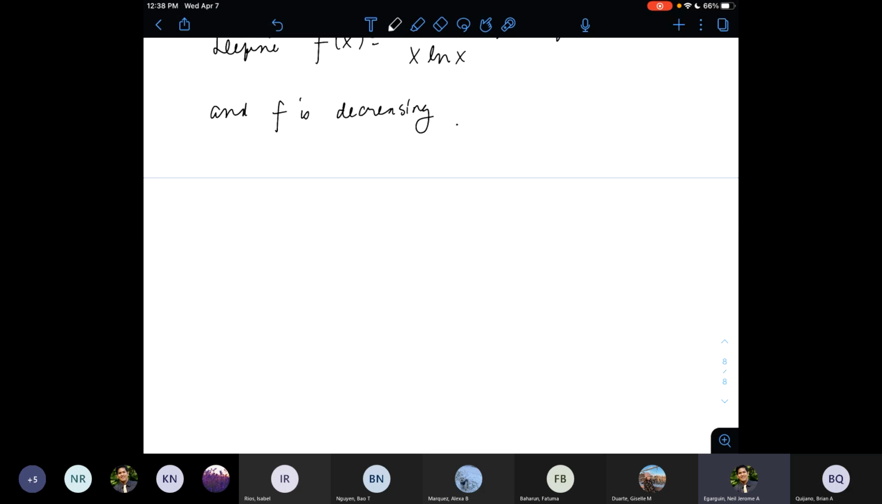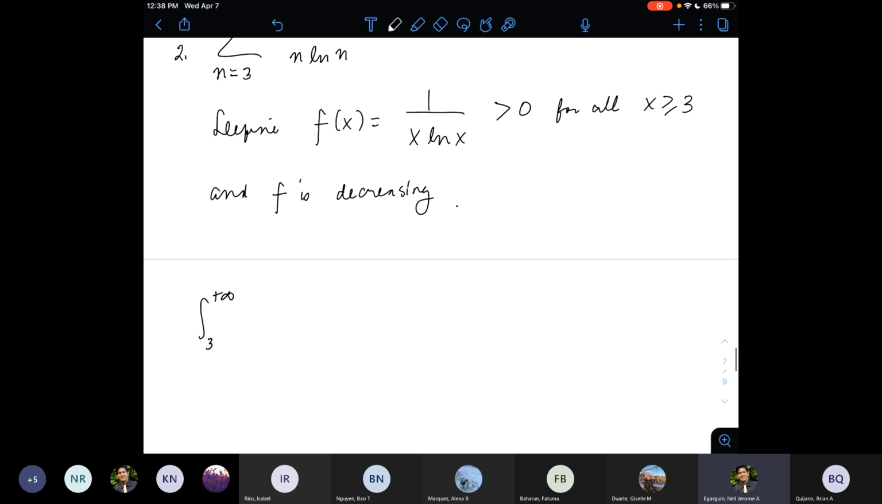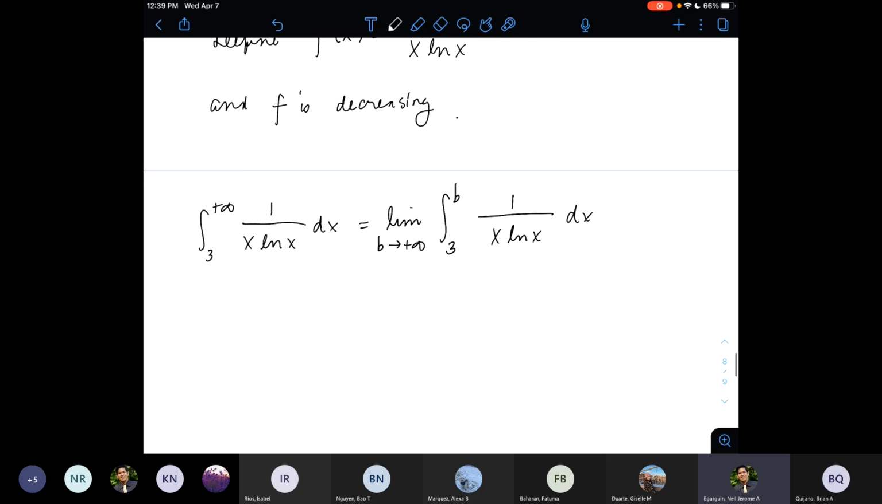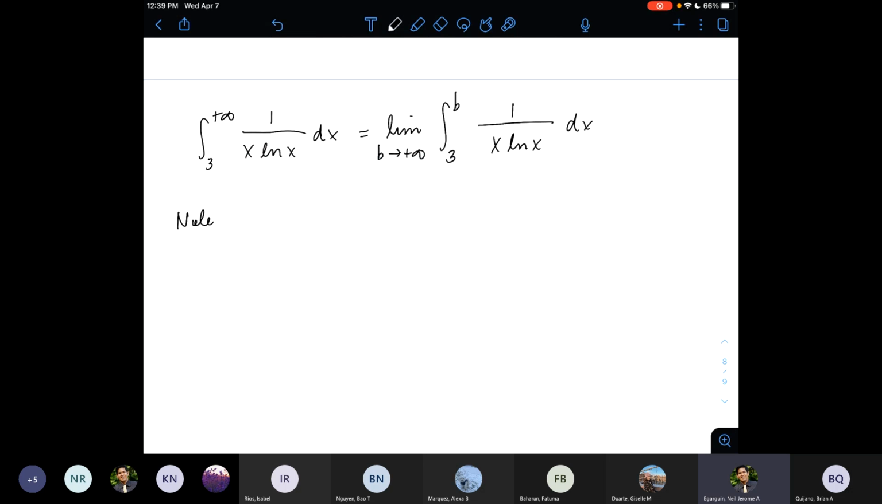So the integral test holds, so we can integrate from 3 to positive infinity 1 over x ln x dx. Again, this is an improper integral, so we can write it as the integral from 3 to b of 1 over x ln x dx as b goes to infinity, right? So again, I'll compute the indefinite integral first, because I don't want to keep track of the changes in the bounds of integration.